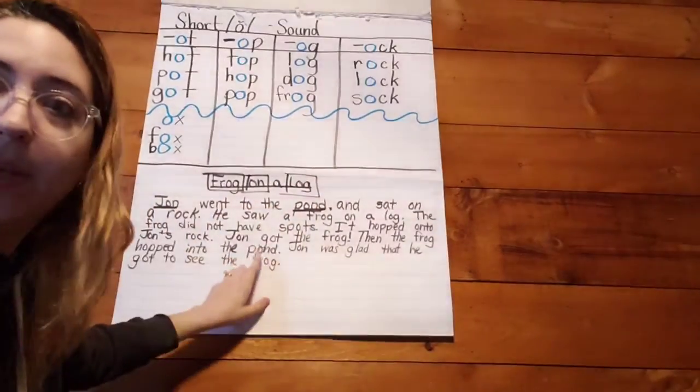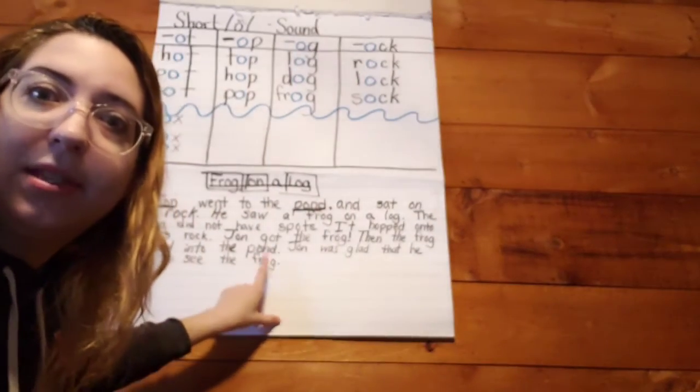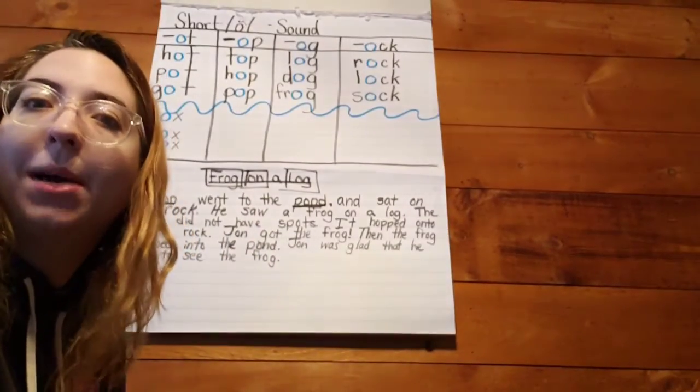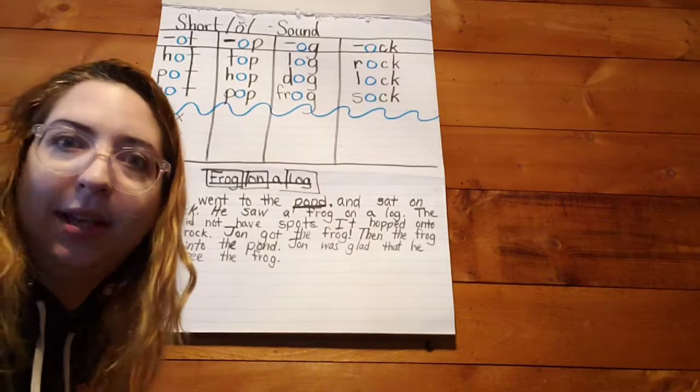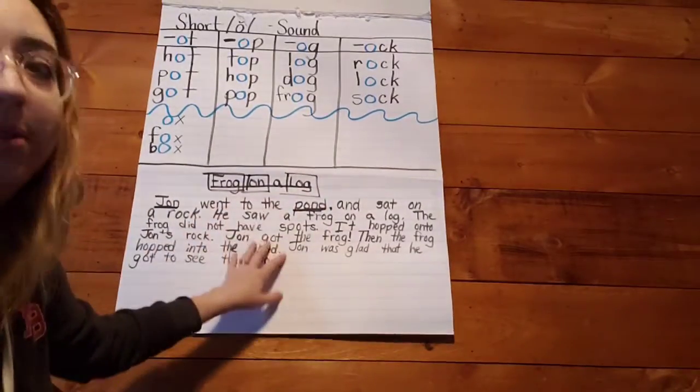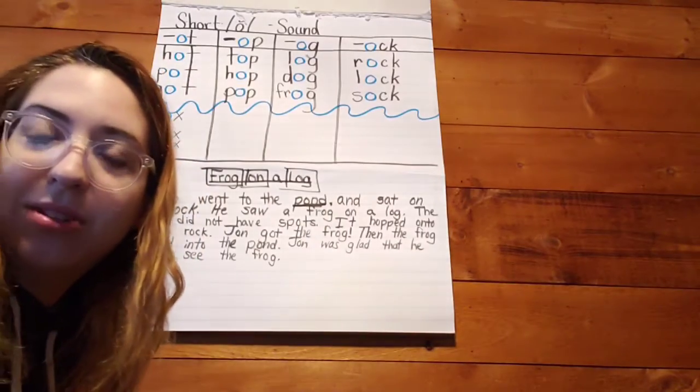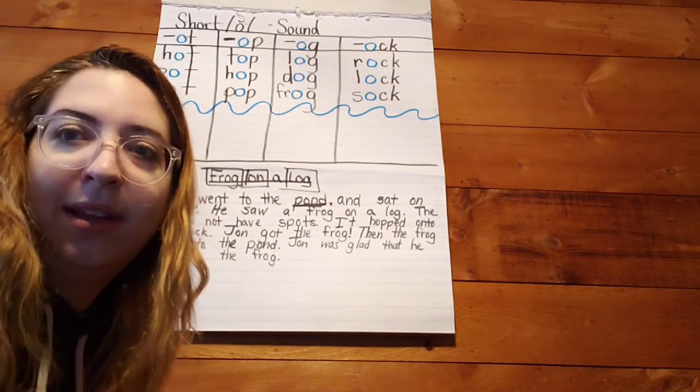Okay, so that's what I want you to do on your Google document assignment this week, is find a way to mark all the short O words, and then there's a couple questions to answer about the text. So you've got to go back, look at the story, figure out where the characters went, use the words in the story to answer the questions in complete sentences.